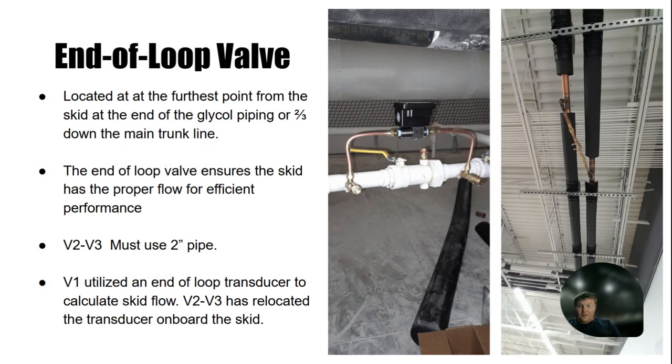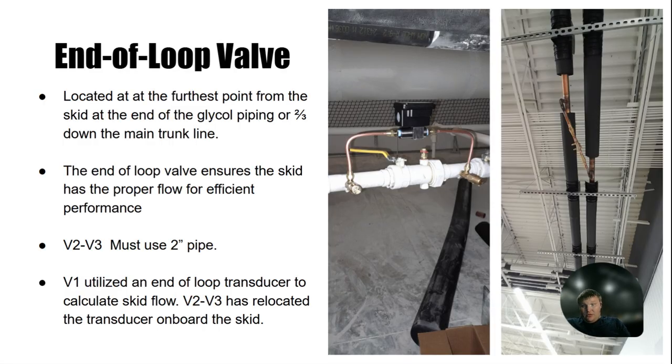And you've got your end of loop valve. This is going to be piped directly from supply to return and bypass a portion of the glycol past all loads, returning directly to the skid. This is going to be piped either at the very end or two-thirds down the main trunk line.